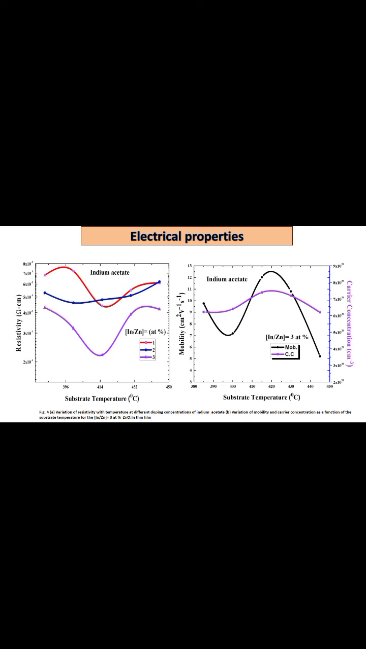The decrease in the resistivity with the increase in the indium concentration can be attributed to the increase in the free carrier concentration. Table 2 shows the electrical and optical properties of zinc oxide indium films at different dopant concentrations.